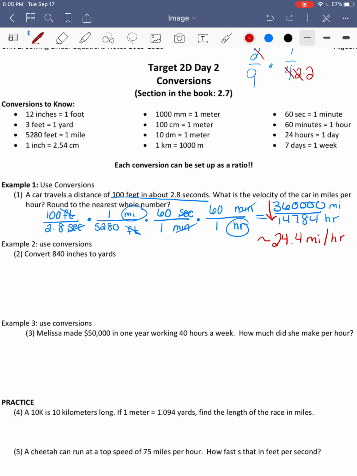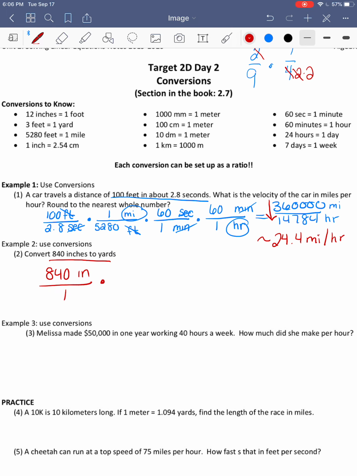Let's look at our second example. This one is just asking me to change 840 inches to yards. So that's only one unit change. And here's another thing: they're not comparing two units of measure. I just have 840 inches. When that's the case, I can just put it over 1.